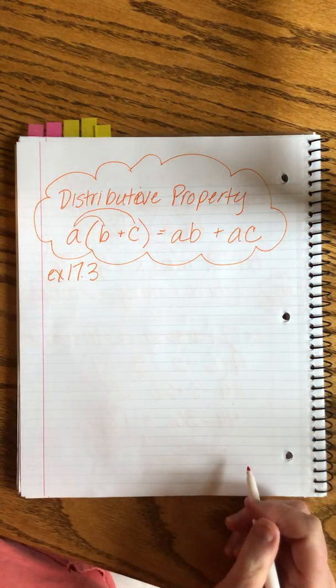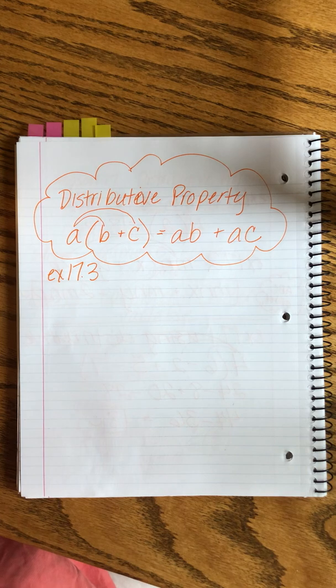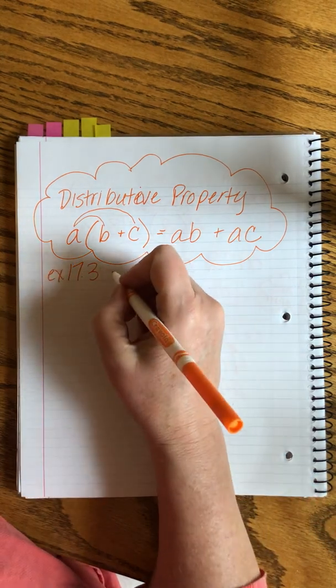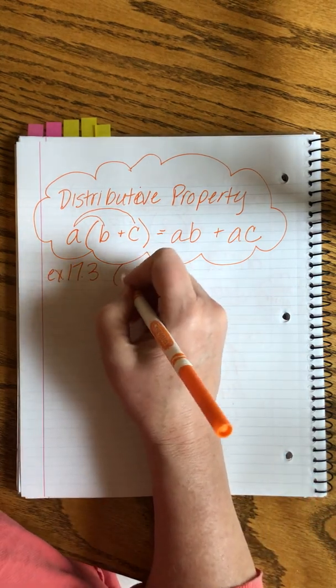Use the distributive property to expand. Expand is a word that means multiply. It means take away the parentheses. Now this one looks slightly different.